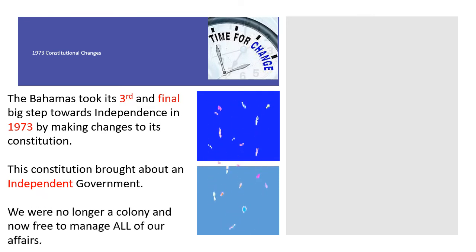We were no longer a colony. What is a colony? A country that is ruled by another country. So we were no longer ruled by Great Britain. We were now free to manage all of our affairs.